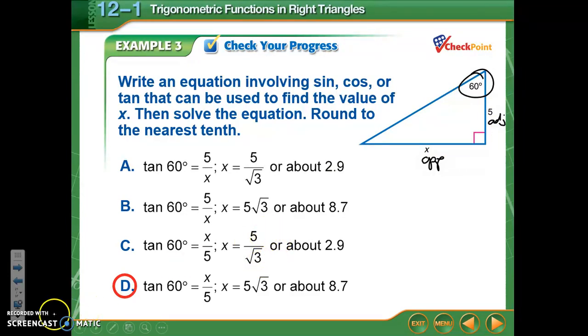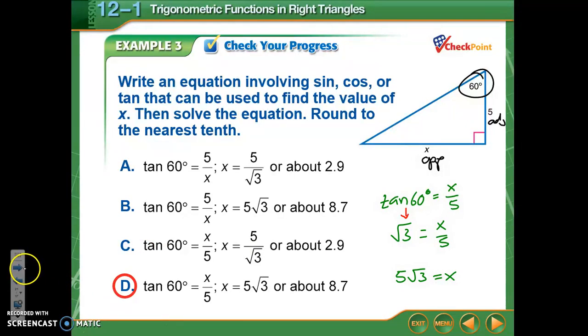And then when we solve, we know that the tangent of 60 degrees is the square root of 3. And then that equals x over 5. And when we solve, we get 5 times the square root of 3 is equal to x. If I plug that in the calculator to round, I get about 8.7.